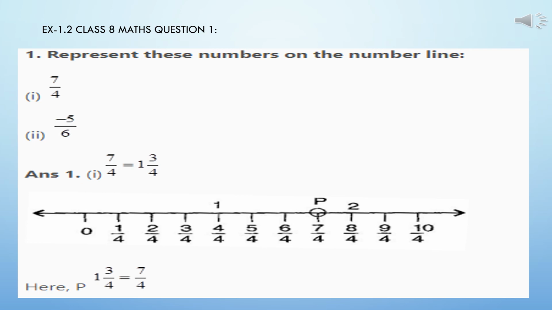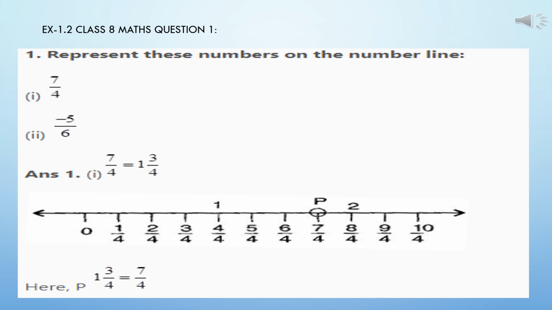Question 1. Represent these numbers on the number line. First part, 7 upon 4. Here, two cases arise. Case first, if numerator is greater than denominator, then first convert the fraction into a mixed fraction as we have done, and we get 7 upon 4 is equal to 1 whole 3 upon 4. This represents that 7 upon 4 lies between 1 and 2. Now let's see on the number line.